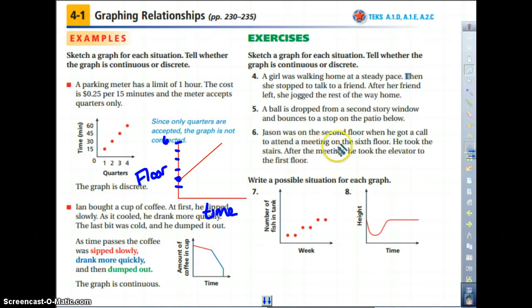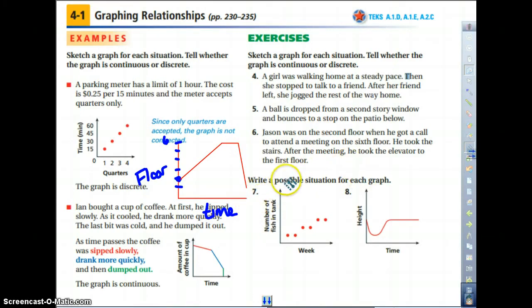After the meeting, this is going to stay level during the meeting because he's still on the 6th floor. After the meeting, he took the elevator to the 1st floor. So how should this line look when he goes down to the 1st floor? Yeah, it's going to be very steep till he gets to the 1st floor. Something like that. Okay? Continuous or discrete? Yeah, that's continuous.